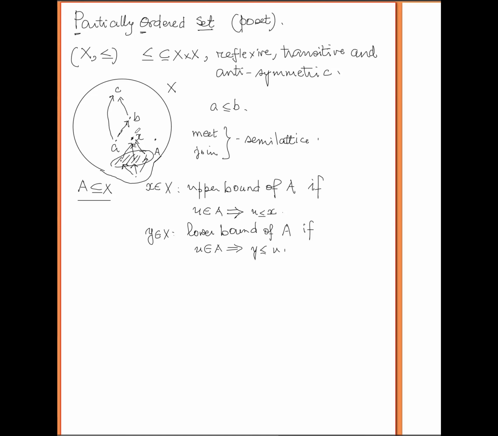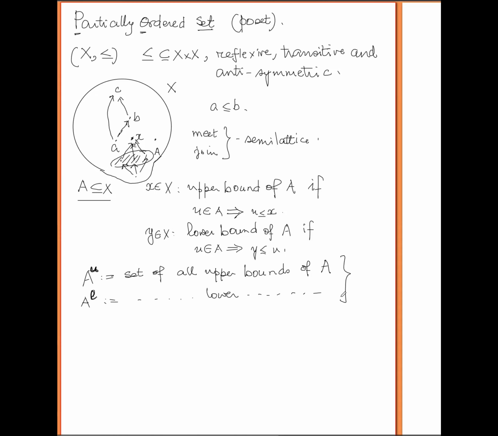Obviously, you can collect all the upper bounds of A. So A^U, I will write like this with a U in bold, to be the set of all upper bounds of A, and A^L to be the set of all lower bounds. Okay. All right.